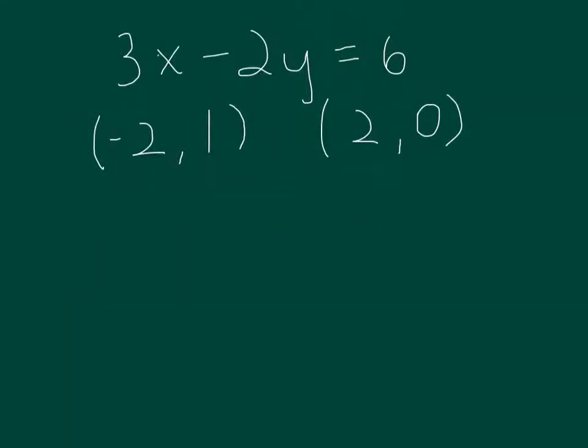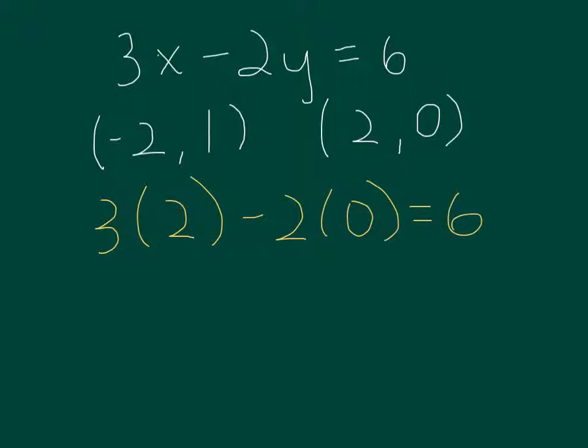So let's try it again with 2, 0. You've got your 3, plug in 2 for x and 0 for y. Then this simplifies into 6 and this simplifies into 0. Yay! 6 equals 6. So now we know that 2, 0 is indeed a point on the graph of the equation 3x minus 2y equals 6.